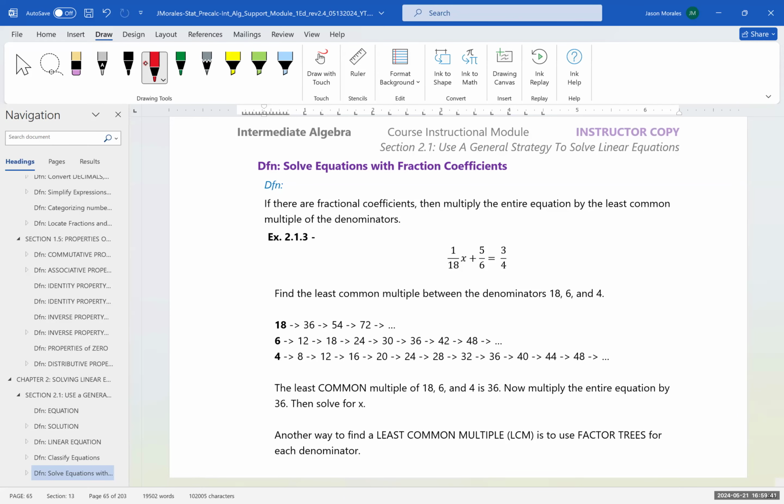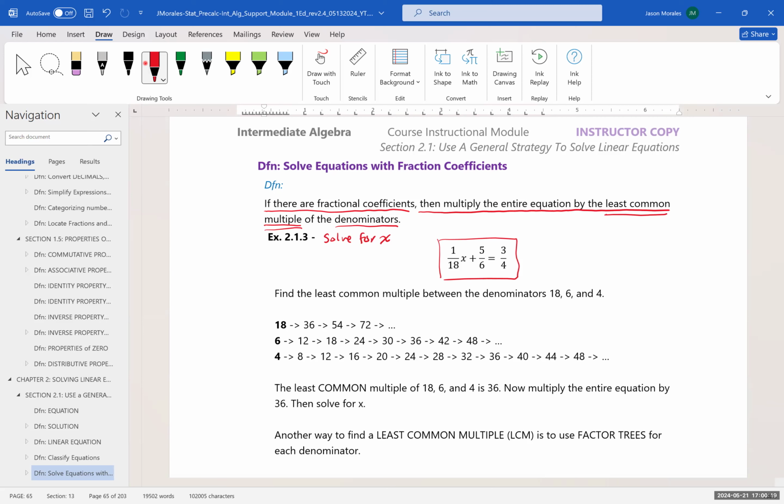Right, pressing on. So now we're going to look at solving equations with fraction coefficients. If there are fractional coefficients, then multiply the entire equation by the least common multiple of the denominators. For example, let's say we needed to solve for x with this equation. Here, everything is a fraction. So what's maybe the best way to deal with this?